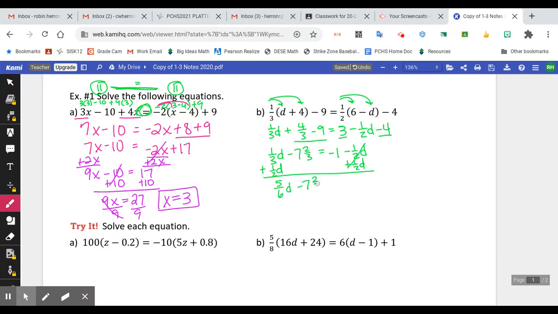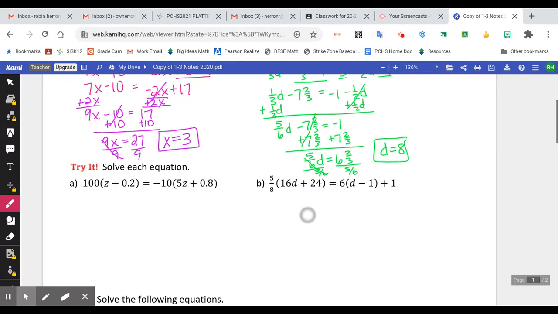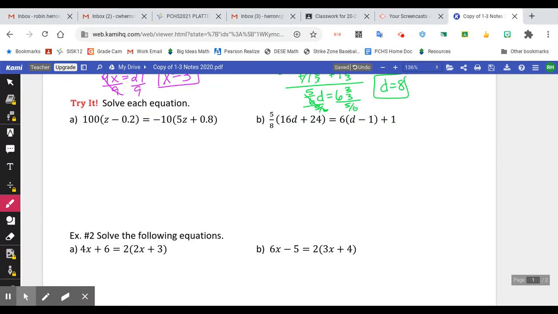5/6d minus 7 2/3 equals -1. I'm going to add 7 2/3 to both sides. And I get 5/6d equals 6 2/3. And then we divide. So divide both sides by 5/6. And d equals 8. Okay. Pause your video and do your try its on your own, and then let's see if we can check the answer when you come back to it.